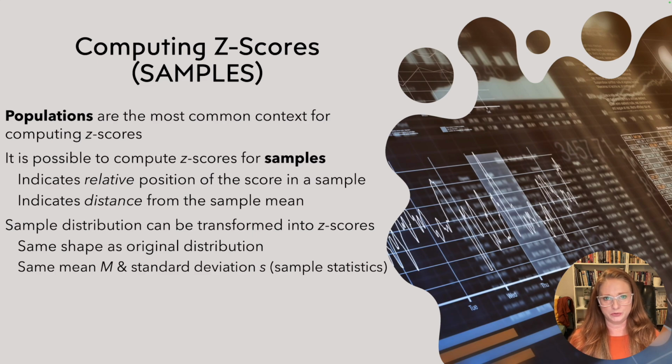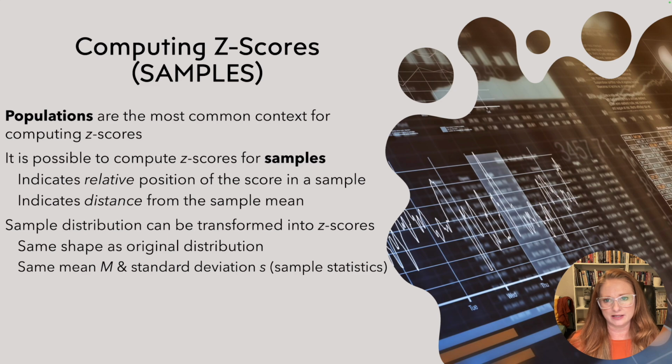Most of the time we use z topics, z stories, z problems for populations, but you can use them for samples too. When you determine a z-score for a sample, you have to make a little bit of accommodation for it. It's not going to give you an exact position on that standard distribution. It's going to give you a relative position, and that's okay. And you know this, right?